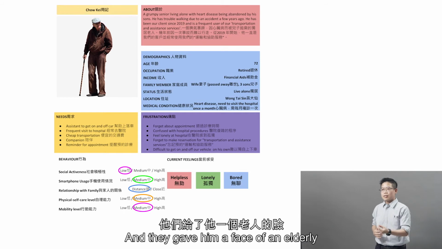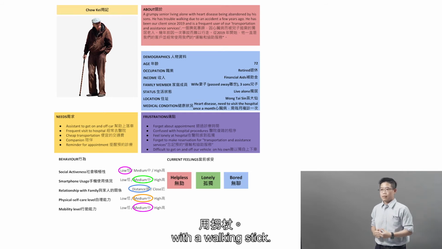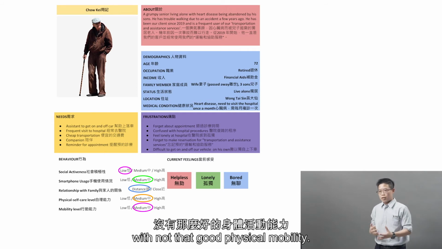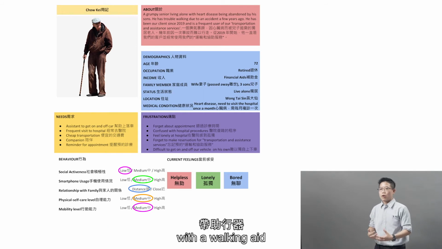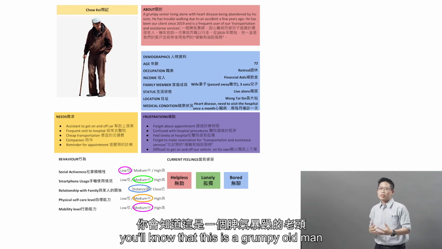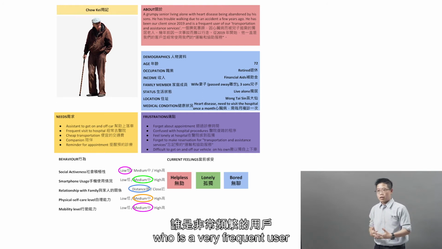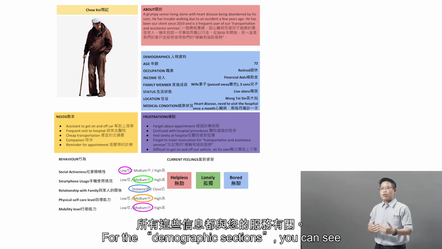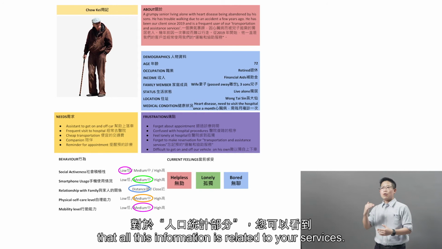And they give him a face of an elderly with a walking stick. So you know that they are serving people with not that good physical mobility. It's like an elderly with a walking aid. And from the about, you know that this is a grumpy old man who is a very frequent user of the organization's services. For the demographic sections, you can see that all this information is related to your services.